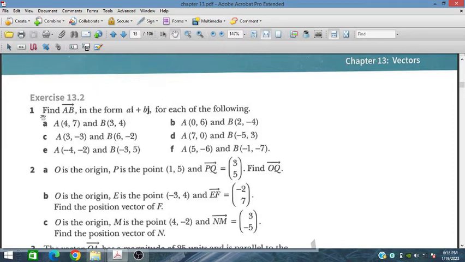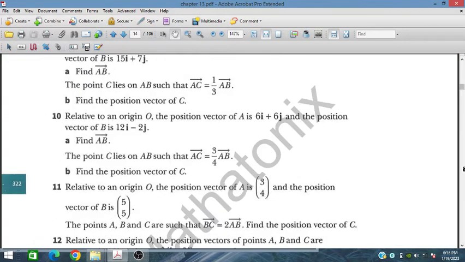In question number 1, find AB in the form of ai plus bj for each of the following. So we have A and B, and we have to find AB in terms of ai plus bj. i is in the x direction and j is in the y direction. So we'll obtain this AB and these values, and similarly for the other questions. So let's start this 13.2.